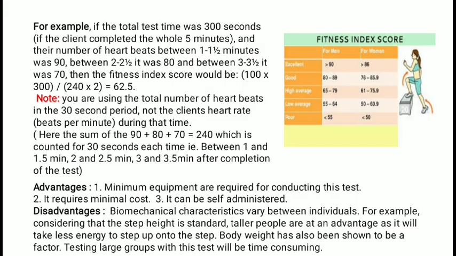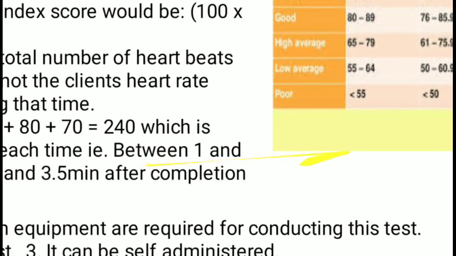For example, if the test time was 300 seconds, and the client completed the whole 5 minutes, and the number of heartbeats between 1 and 1.5 minutes was 90, between 2 and 2.5 minutes was 80, and between 3 and 3.5 minutes was 70, then the fitness index score would be 100 into 300 divided by 240. 240 is because 90 plus 80 plus 70 is equal to 240. The fitness index score is 62.5. Let us see where it lies in the fitness index.